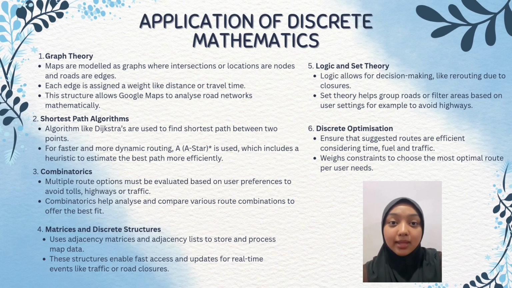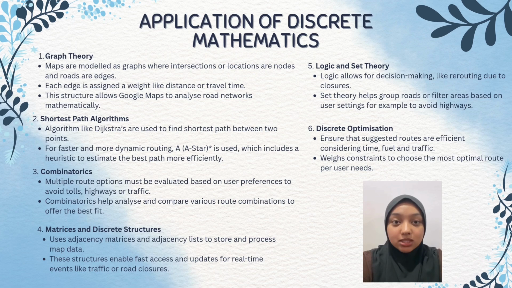Next is shortest path algorithms. Algorithms like Dijkstra's are used to find the shortest or fastest path between 2 points. However, for real-time and more dynamic routing, an advanced algorithm called A* is often used. It adds a heuristic function to better estimate the most efficient path, especially in large-scale networks. Third, combinatorics. Combinatorics comes into play when analyzing multiple route options. For example, users may want to avoid tolls, highways, or traffic. Combinatorics helps evaluate and compare various route combinations to offer the best fit based on user preferences.